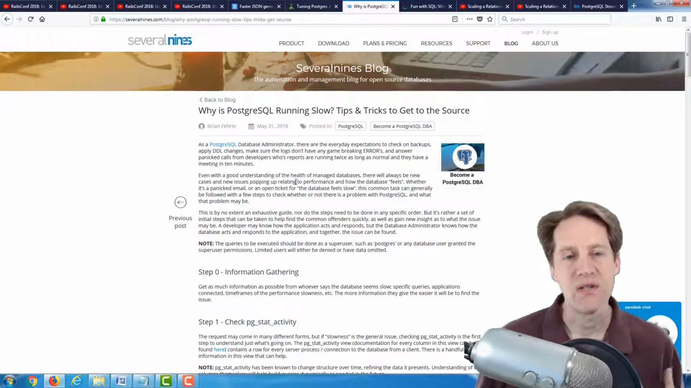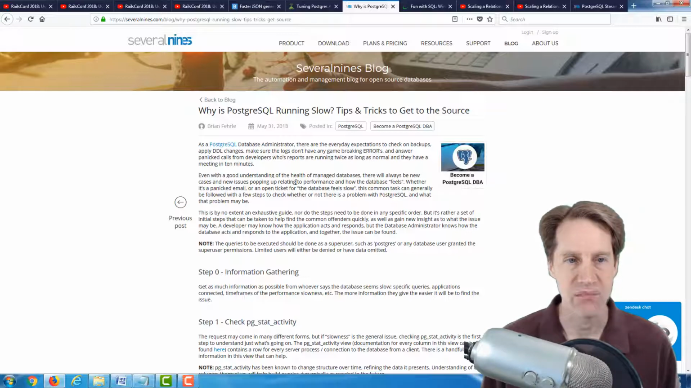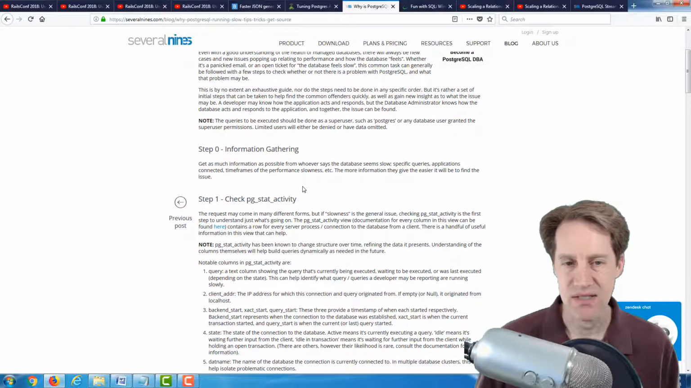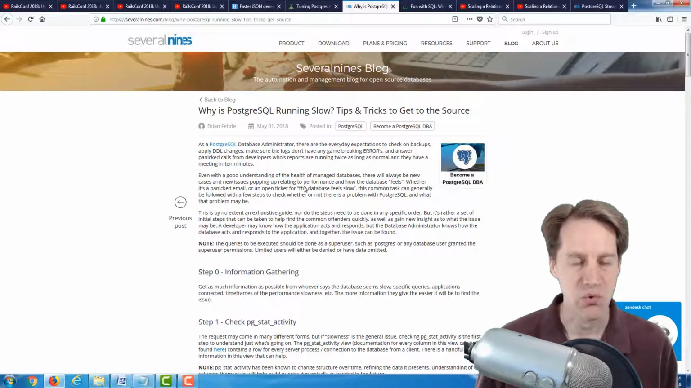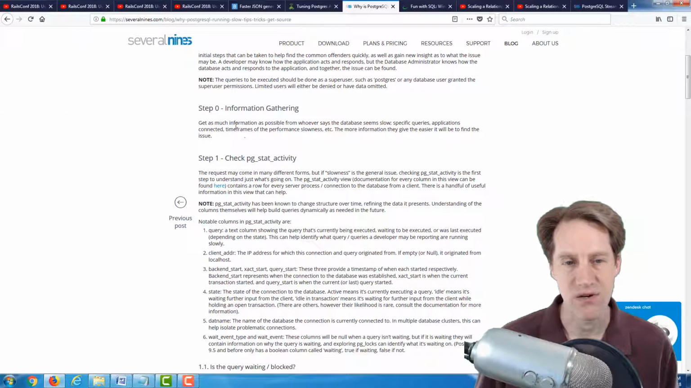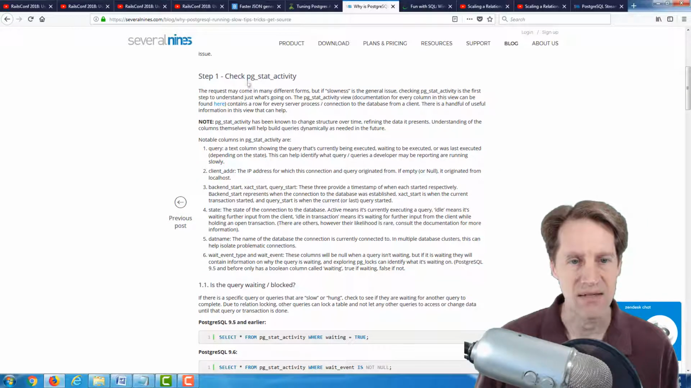The next post is Why is PostgreSQL running slow? Tips and tricks to get to the source. And this is from the severalnines.com blog. And in it, they go over a step-by-step process of what you can check when you have slow queries. So their step 0 is basically gathering as much information as you can about what the problems are, where it's happening in the application, and what the queries are that are being impacted.